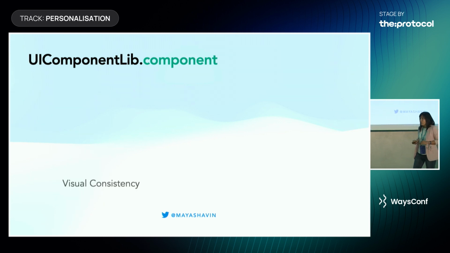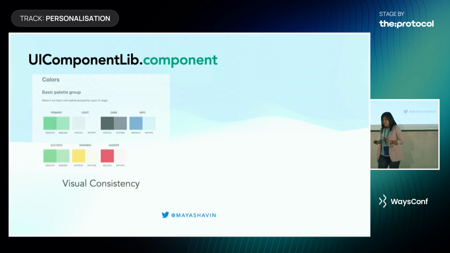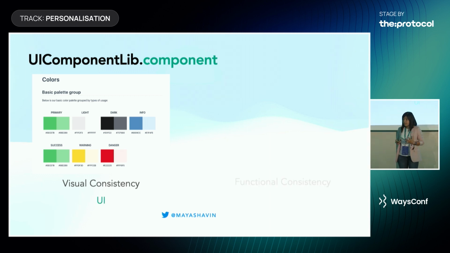And from this, I would divide into 2 categories. Visual consistency. A component library needs to provide visual consistency on top of everything, which means that you have to have a color palette, a style guide, typography, and anything that comes with it. And the second thing is functional consistency.